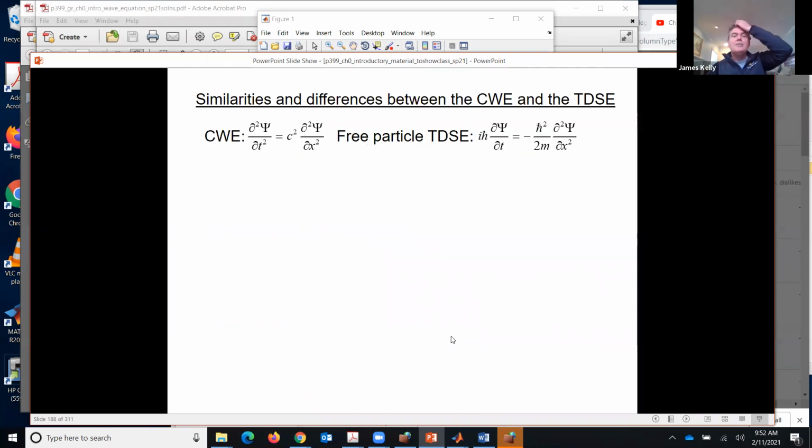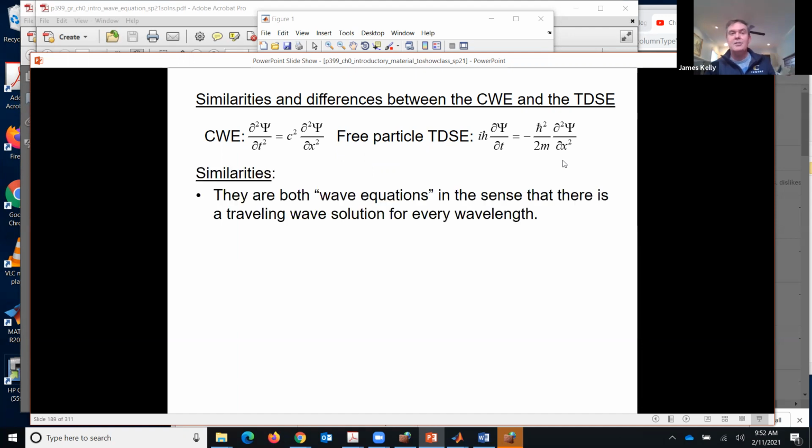Okay. I'm going to consider the case again of the free particle time-dependent Schrodinger equation. That means I'm going to set the potential equal to 0. So it's modeling a particle moving in 0 potential energy. So it's a free particle. It's not subject to any forces. Here is the classical wave equation. Here is the time-dependent Schrodinger equation with V of x set to 0.